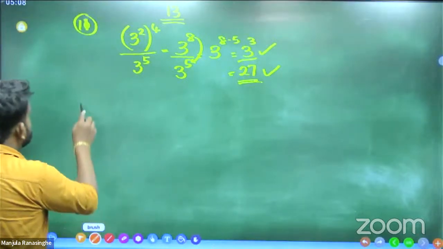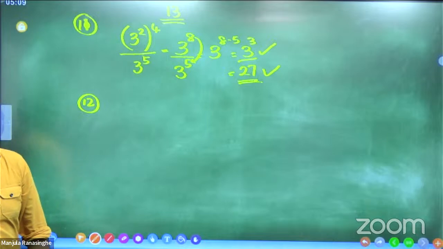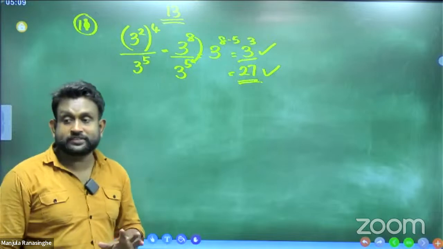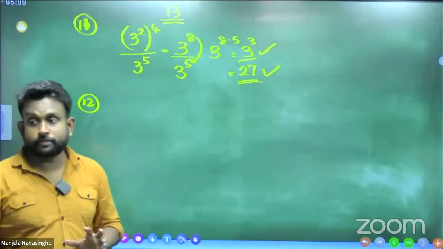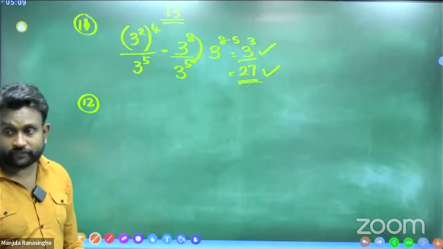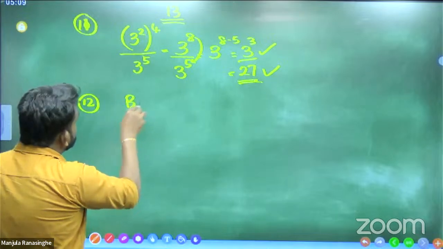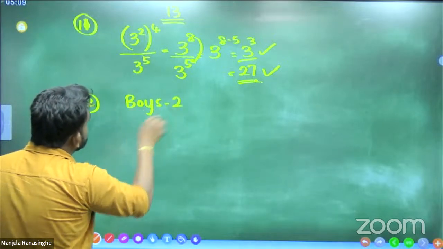Right, next one, question number 12. There are 2 boys and 3 girls in a debate. What is the probability of the selected student being a boy for the leader of the team? Right. 2 boys, 3 girls.